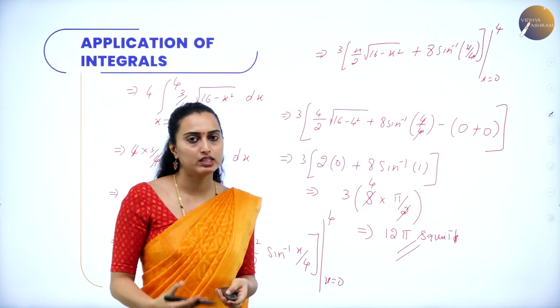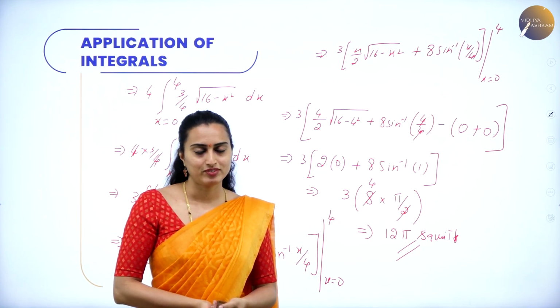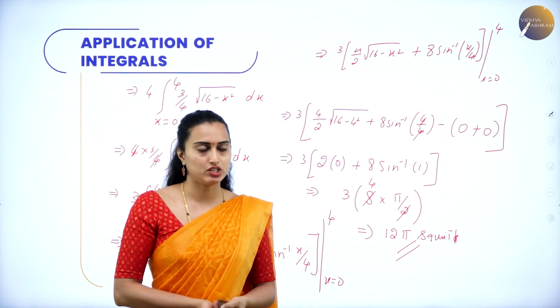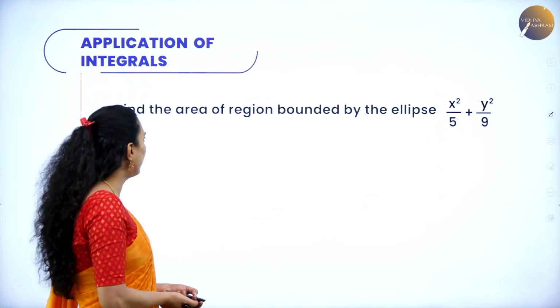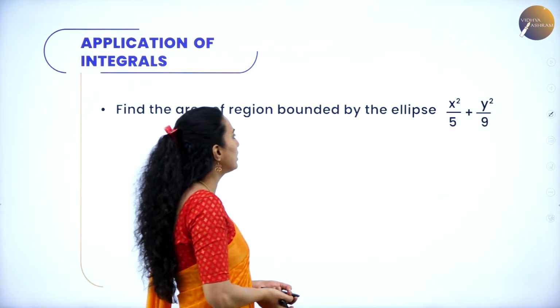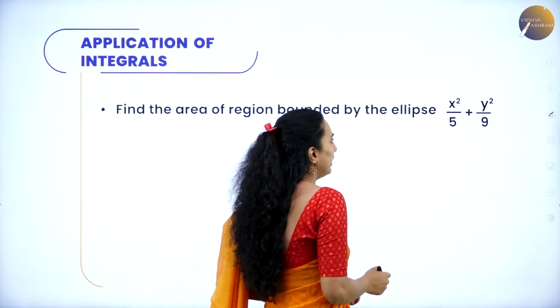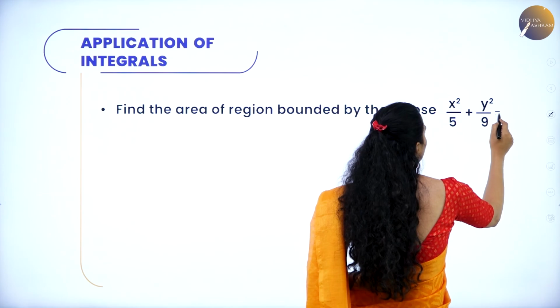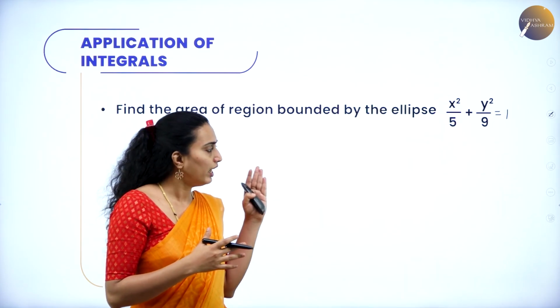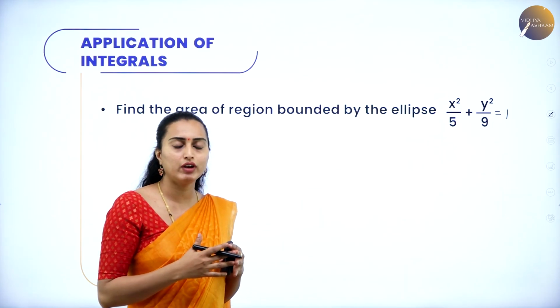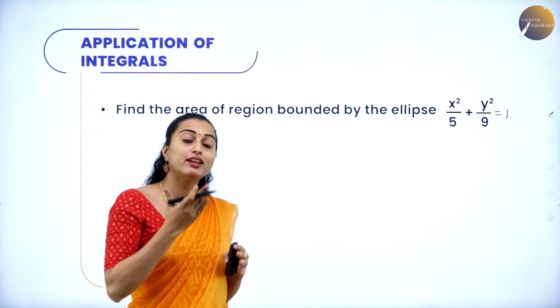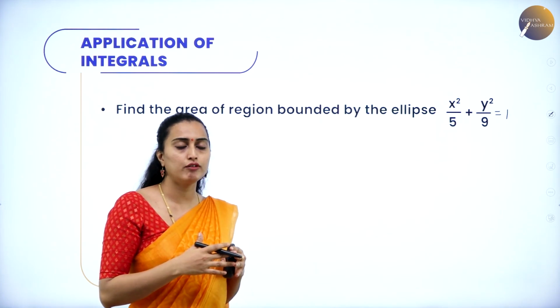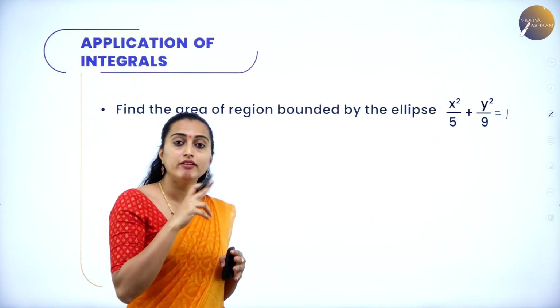You are going to get it like this when you solve that question, when a is greater than b especially. We'll be moving on to the next problem. Find the area of the region bounded by the curve x squared by 5 plus y squared by 9 equals 1. Here if you see, the x coefficient is lesser than the y coefficient, or the y coefficient is greater than the x coefficient. Therefore, the ellipse is about the y-axis.